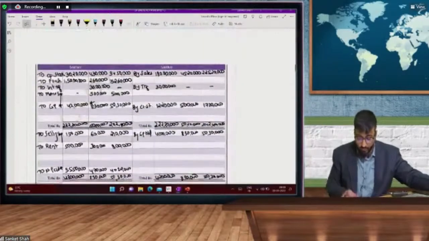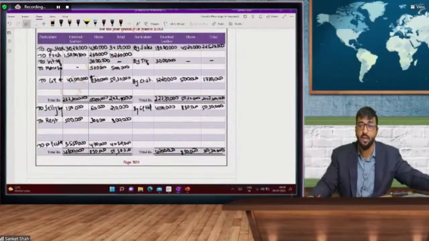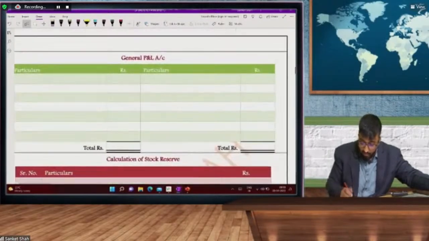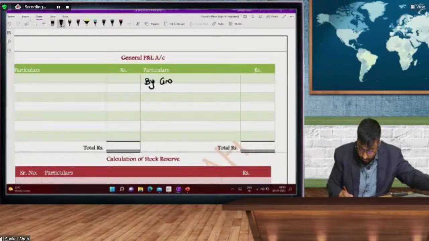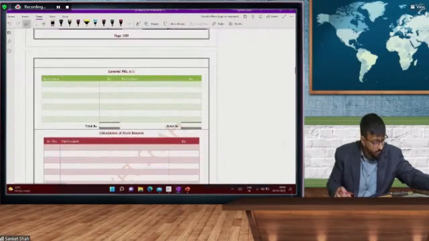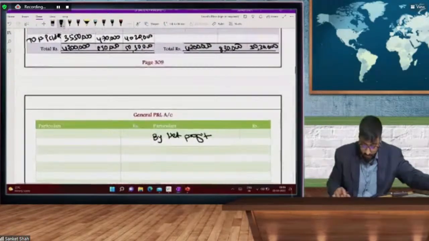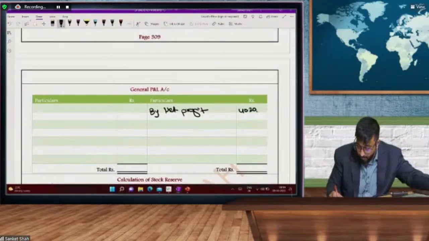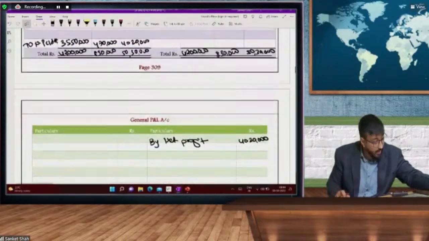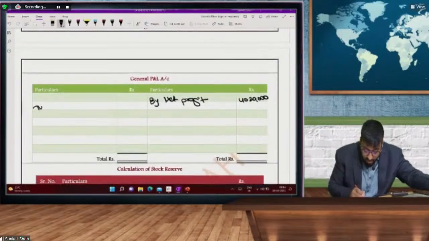So here trading and profit and loss account is already given, and now you will calculate stock reserve. Sorry, now this is general P&L. Okay, general P&L by net profit. So what is the total, beta? 40 lakh 20,000. Yes, correct. And what are general expenses, beta?